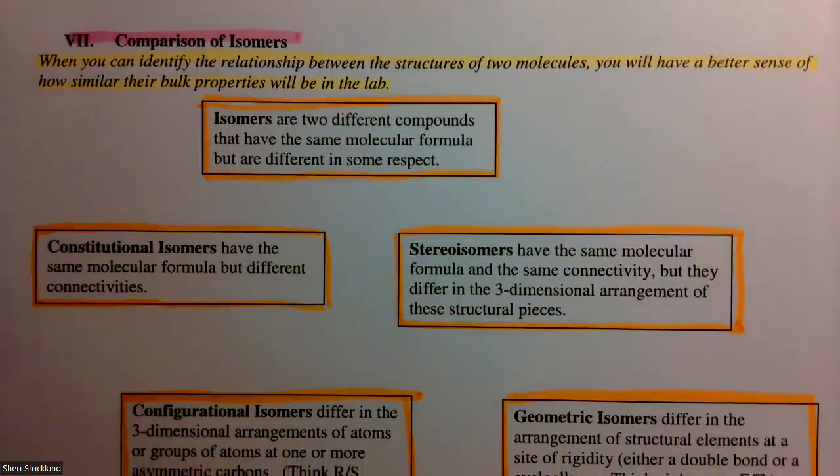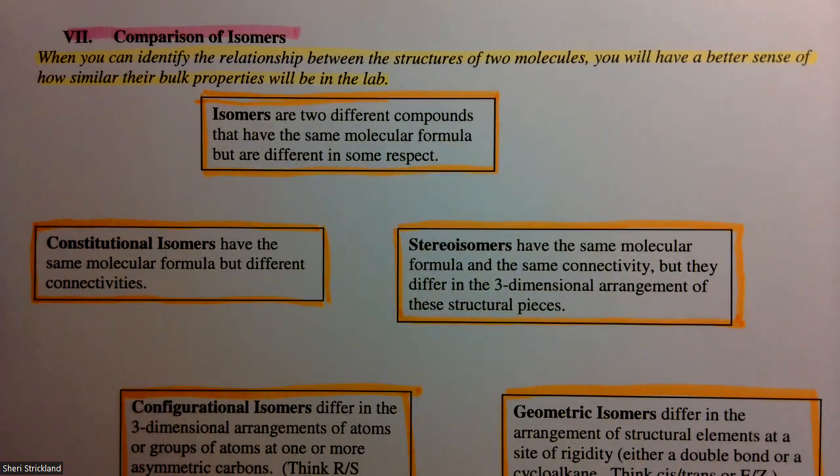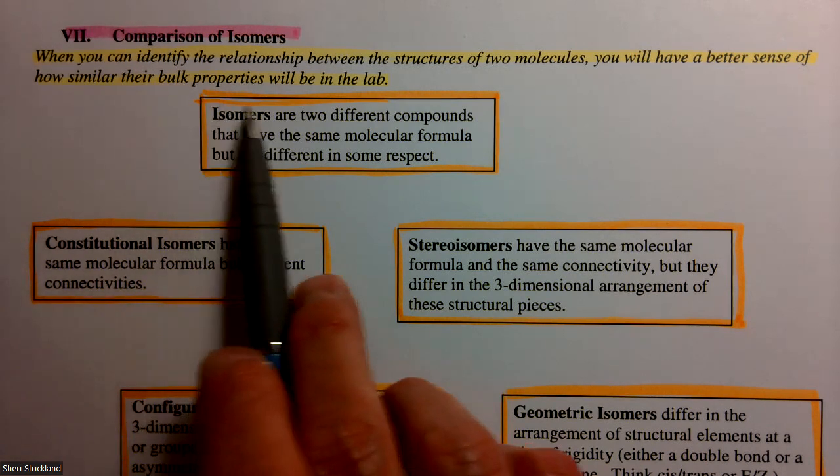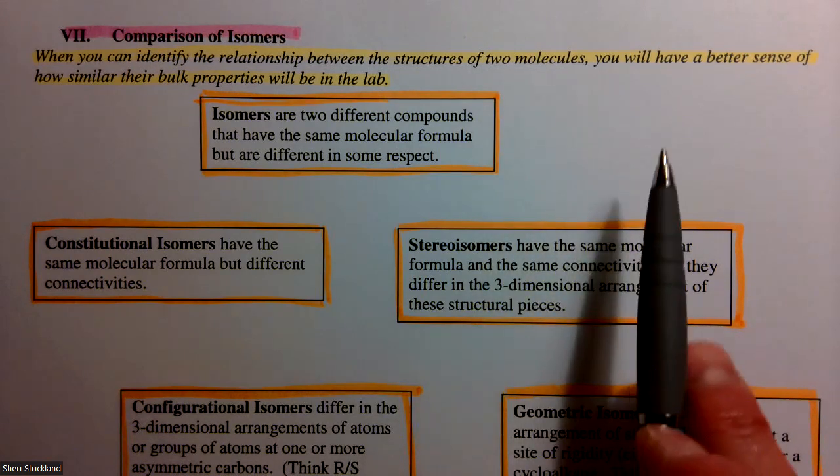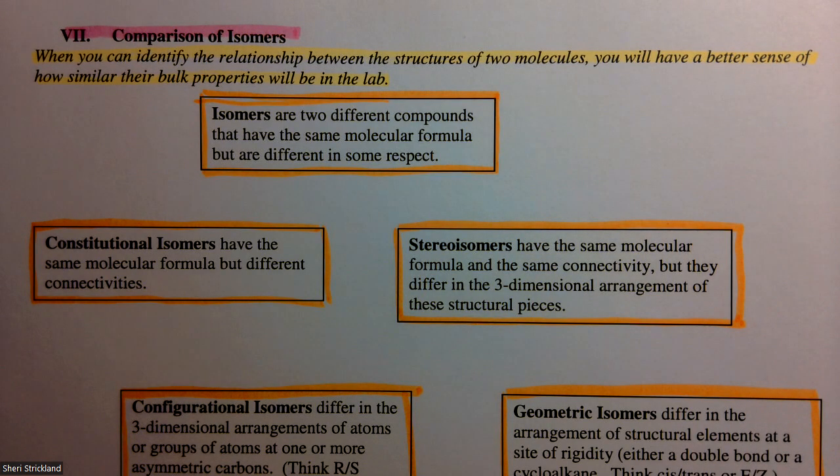Now, this is basically a chart that summarizes all of the different kinds of isomers we've talked about, because you're going to need to be able to look at a couple of structures and decide what their relationship is. So when you can identify the relationship between the structures of two molecules, you'll have a better sense of how similar their bulk properties will be in the lab.